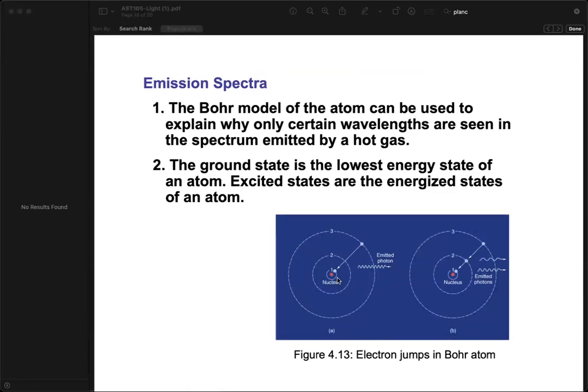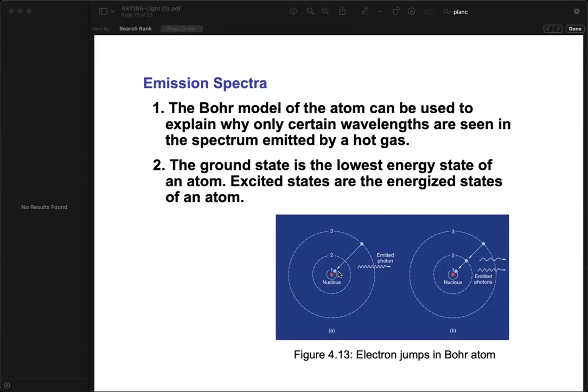When the gases are hot, the electrons in them jump to higher orbits. For example, this is hydrogen atom. Hydrogen atom has only one proton and one electron. So the electron is in the lowest orbit, the ground orbit. And when it is hot, it absorbs the energy and goes to the second orbit or the third orbit, but it doesn't stay there for a long time. It jumps back to the second orbit or jumps back to the first orbit. And when it does that, it releases that energy.